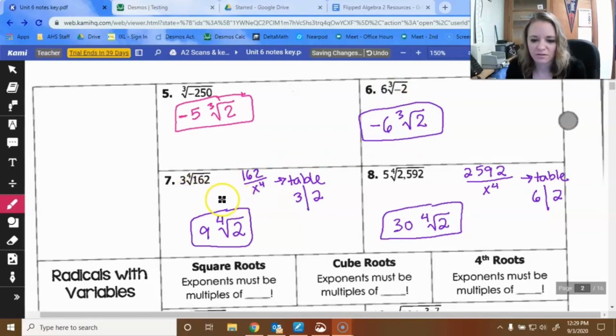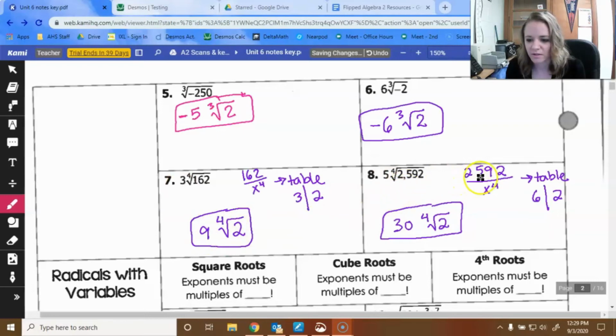Number 7. So you had to divide 162 by x to the 4th. So make sure you did that. Look at your table, and then you should have seen a 3 and a 2. And so the 3 times the 3 would have changed to a 9, and then 4th root of 2.